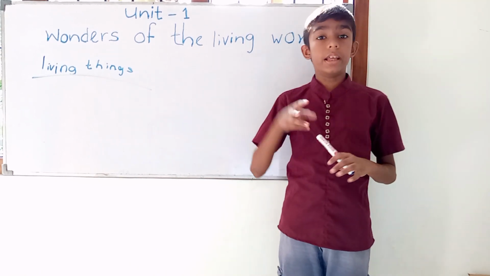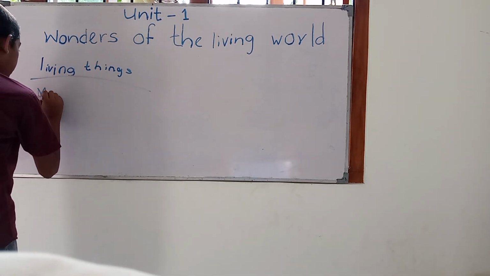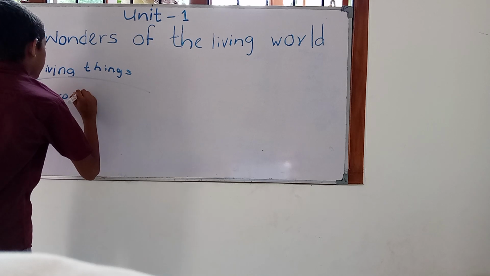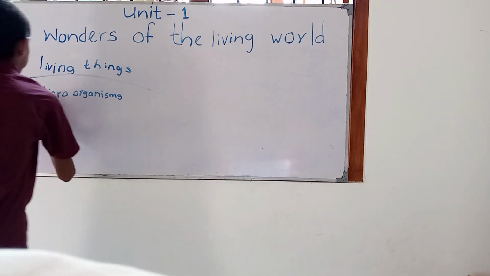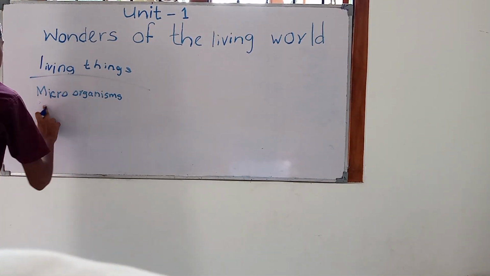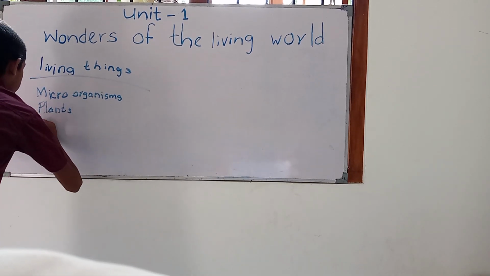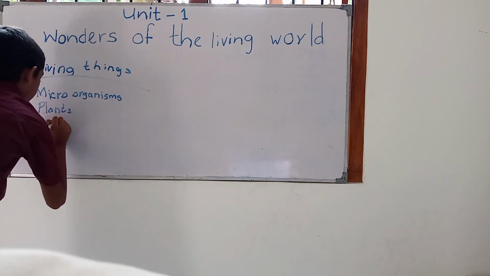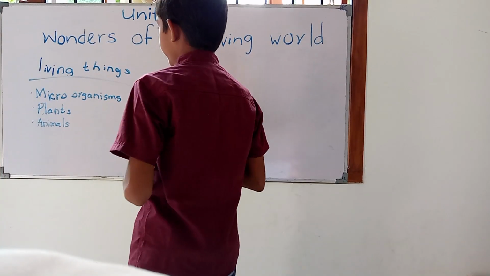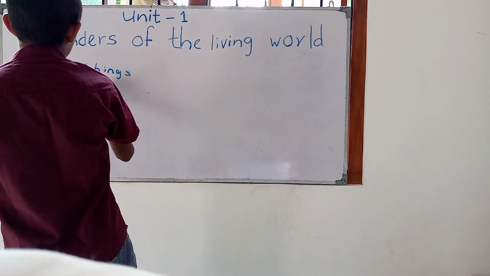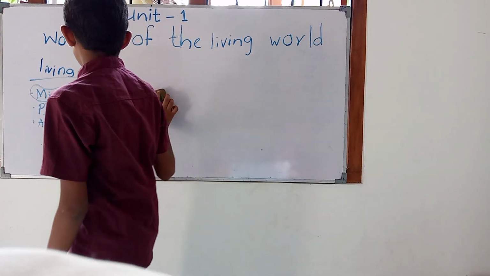We can divide them into three main groups. Microorganisms, plants, and animals. First, we will be talking about microorganisms. Now, what are microorganisms?